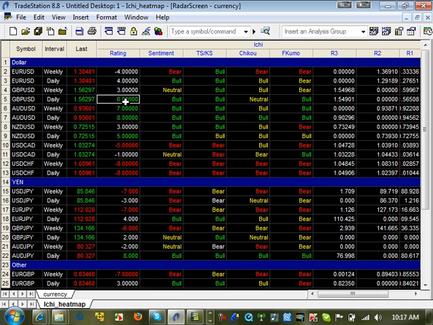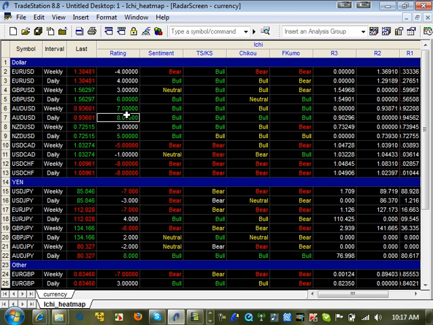On the Pound USD, both of them are bullish, but the weekly is starting to get stronger. The daily, which was basically 2 or 3 last week, is now 6. So it seems like the daily is getting bullish, and it's going to start to influence the weekly. So we're definitely going to look at the Pound USD.